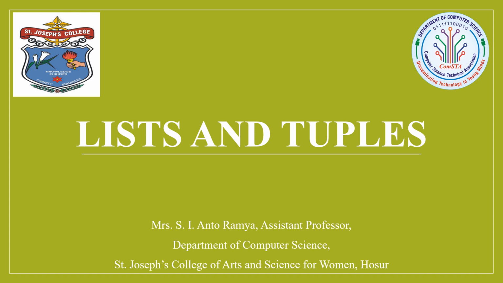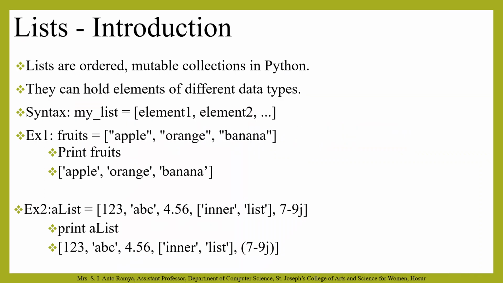Joseph's College, Hosur. In this video, we'll be seeing about lists and tuples. So first we are going to see about list. Lists are collections of values of different data types and they are mutable. Mutable means once a list is created and you want to change the values, entire values or one value, whatever you want to change, that can be done.